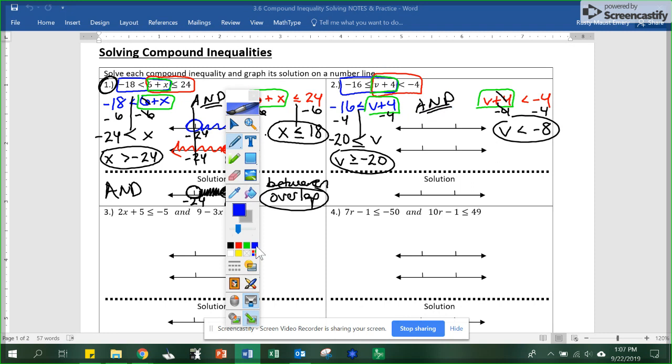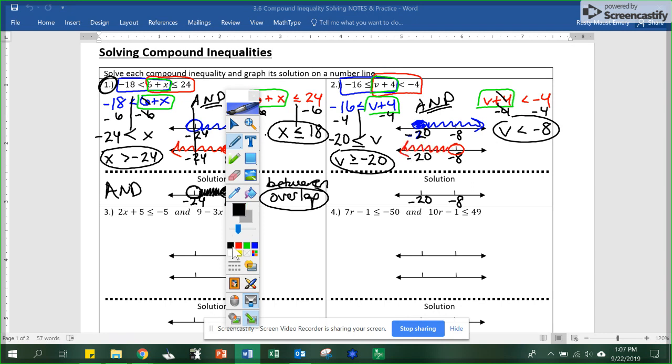So when I graph those two inequalities, once again, I'm going to set up my graphs. Negative 20 is my first boundary, negative 8 is my second boundary, and I just like to set up all three number lines right off the bat. When I graph these, I have v is greater than or equal to, so filled in circle to the right. I have v is less than, so open circle to the left.